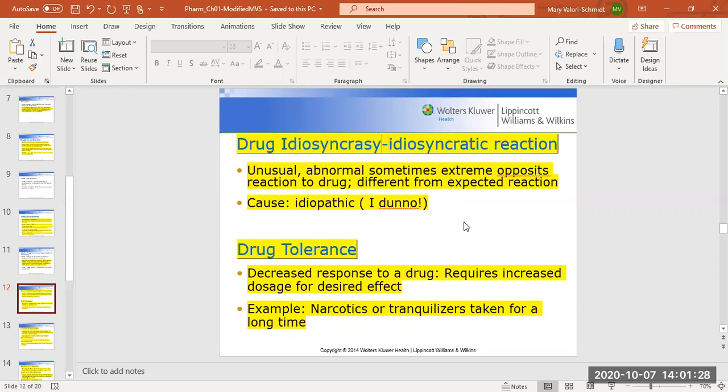Then we have tolerance, right? So the drug's not working anymore. The best example, sleeping pills. I've been taking a sleeping pill every night for the past 6 months and it worked and now it's not working. Well, you've developed a tolerance. So now we may need to increase your dose or we might have to give you a different drug. Tolerance. The body has gotten used to the drug and it's not producing the desired effect anymore.